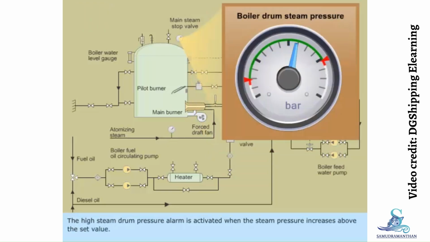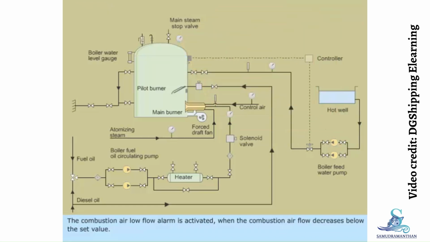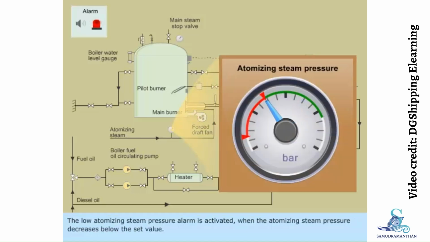The high steam drum pressure alarm is activated when the steam pressure increases above the set value. The low steam drum pressure alarm is activated when the steam pressure decreases below the set value. The combustion air low flow alarm is activated when the combustion air flow decreases below the set value. The low atomizing steam pressure alarm is activated when the atomizing steam pressure decreases below the set value.